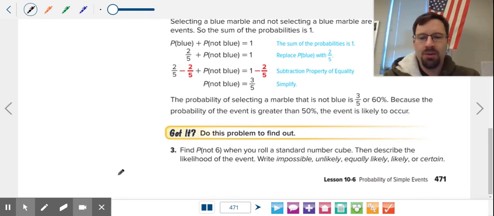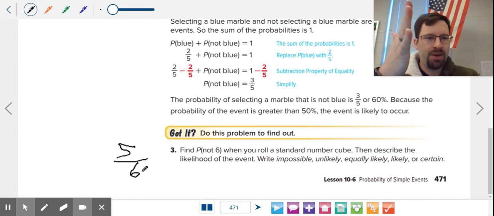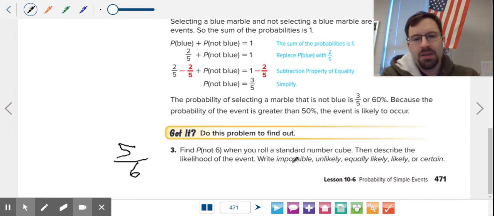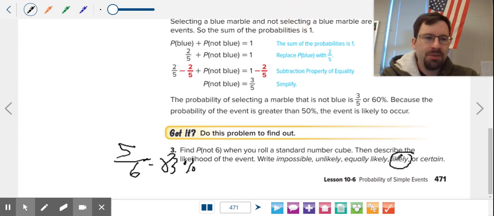All right, so there are 5 numbers that are not 6. 1, 2, 3, 4, and 5. 5 numbers. Boom. Now, let's make it a percent. That's 83% or 83.3%, depending on how you round. It doesn't really tell you. What's the likelihood? This will be likely, or you could even say very likely. 83% is really good chances of it happening. Okay? And there you have it.